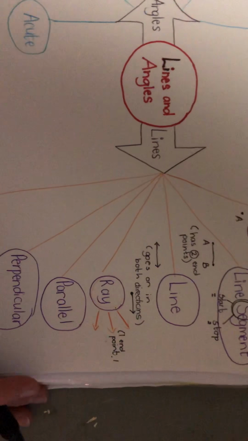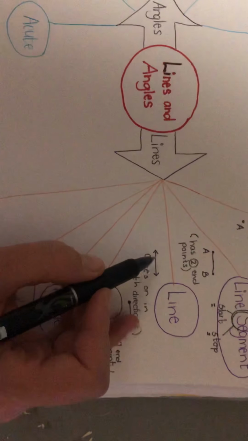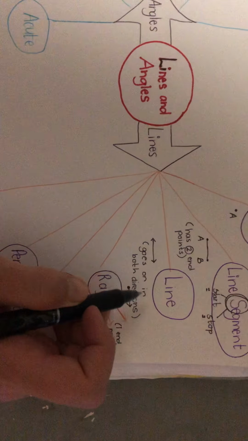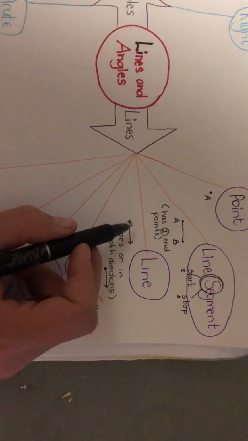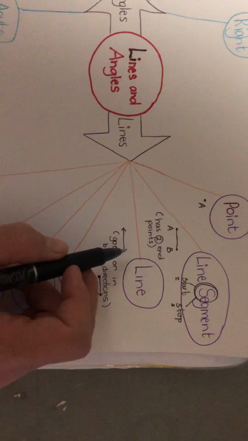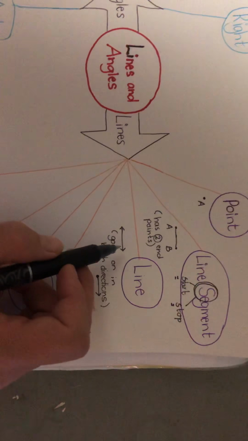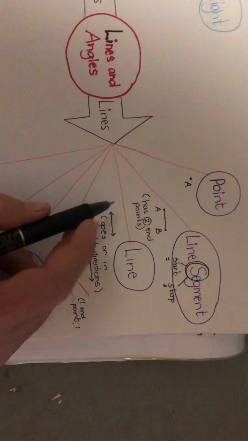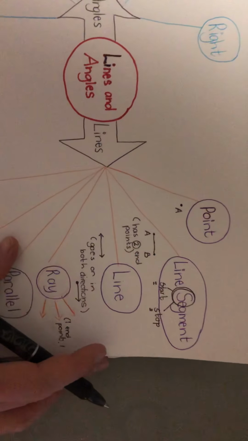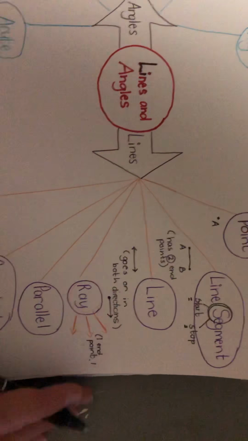The line is quite an easy one. A line basically just goes on in both directions. That's your line, and you can see I've put a little arrow at the end of each side to show that this line is just going to keep going in opposite directions.